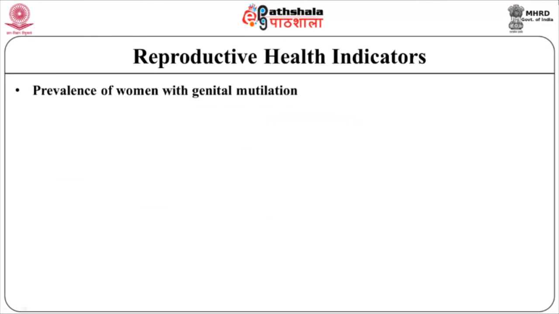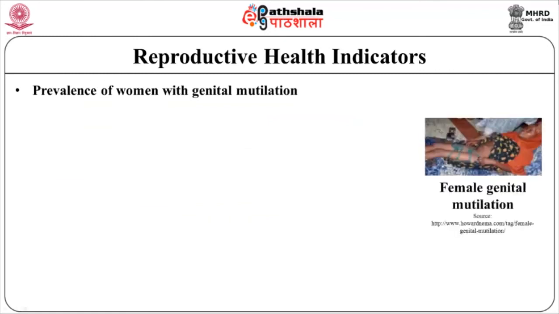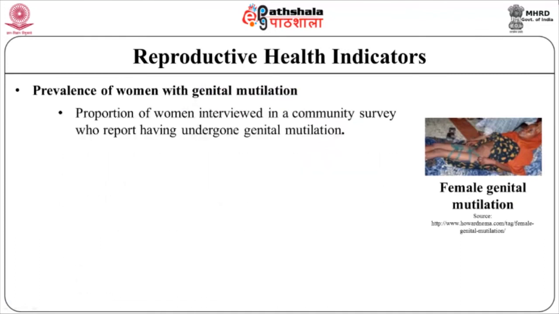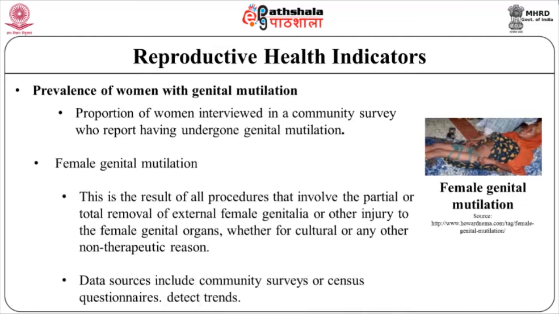The prevalence of women with genital mutilation also needs to be understood. It is the proportion of women interviewed in a community survey who report having undergone genital mutilation. Female genital mutilation, that is FGM, is the result of all procedures that involve the partial or total removal of the external female genitalia or other injuries to the female genital organs, whether for any cultural or any other non-therapeutic reason. Data sources include community surveys or census questionnaires.